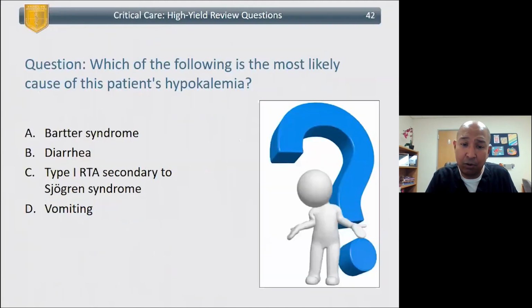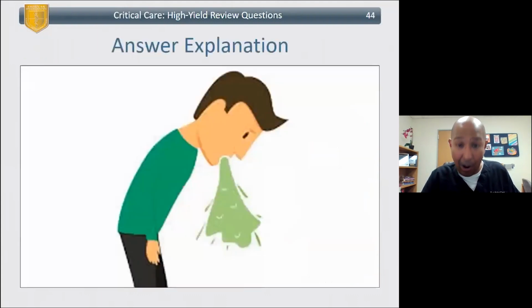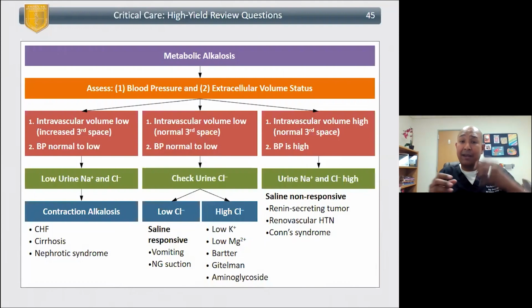So why did I put this question here? Because on your board exams, critical care boards, what are they going to try to sneak in? Number one, a non-gap metabolic acidosis. Number two, a metabolic alkalosis. So I really wanted to spend some time on how you work up a metabolic alkalosis for the board exams. So when we talk about a metabolic alkalosis, a couple of things jump to mind. Well, I want to organize my thought process and put them into categories. So I really look at three things. I know it says two. One is going to be blood pressure. Two says extracellular volume status. But remember, our extracellular volume is going to include two things.